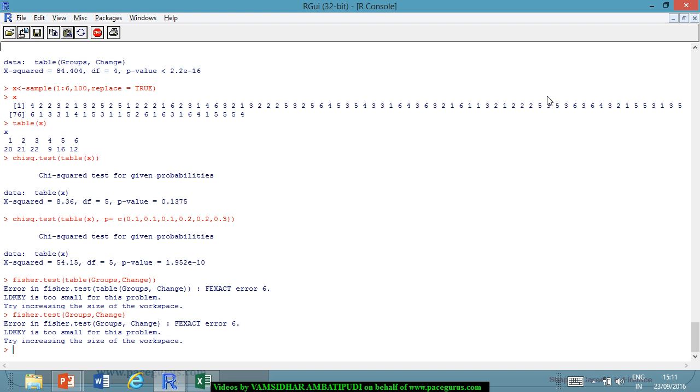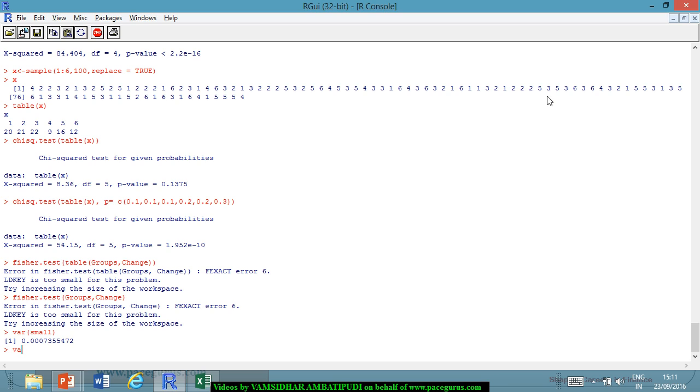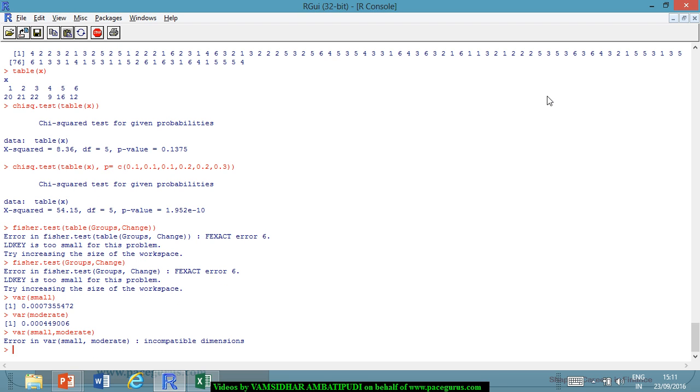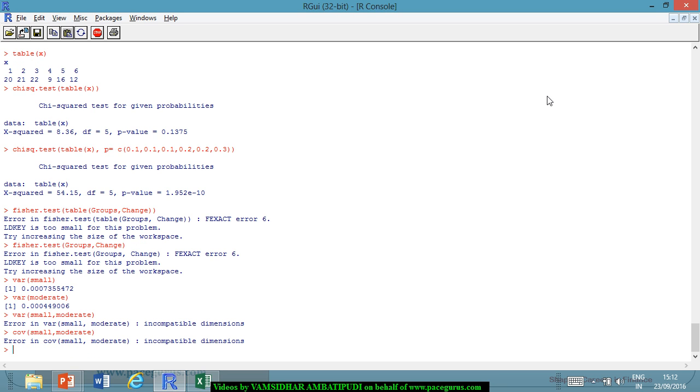Only when both the variables are normally distributed will the correlation, whatever we compute through the formula, have some kind of a meaning. So in this case, if I have to compute it, the variance of small, we have already seen this much. The variance of moderate is this much. For covariance, I can very well use even the var function here, saying small comma moderate. If I put a var function with this kind of a stuff, it is not giving me anything. So then let me put cov. cov is helpful in terms of finding out the covariance. Incompatible dimensions.